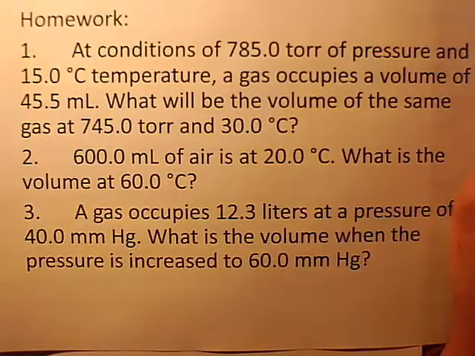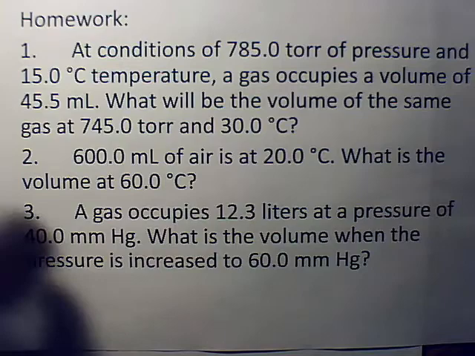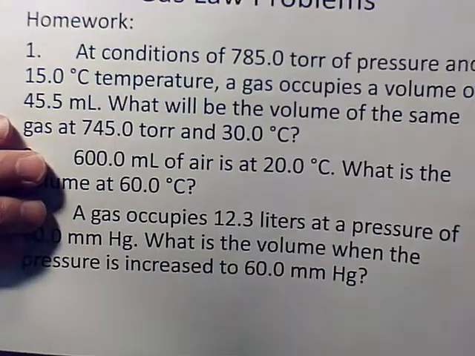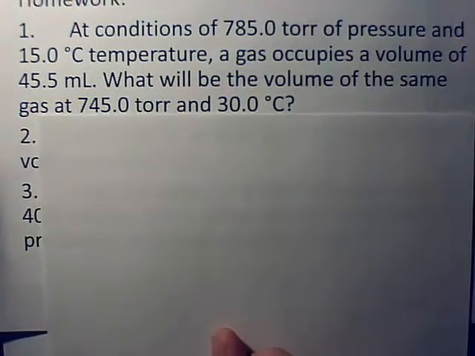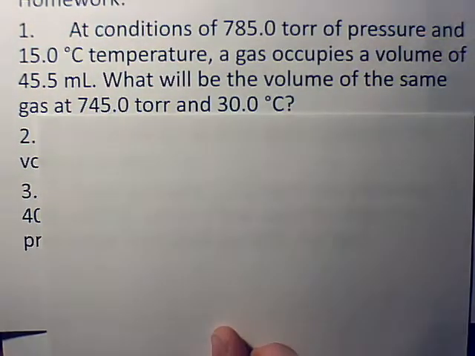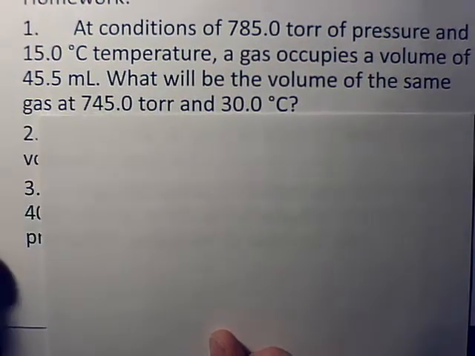The kind of math we're going to use is the math you've been using for years and some of the math that we've used in previous units. All right, let's look at these problems. The first one here says that at conditions of 785 torr pressure and 15 degrees C temperature, a gas occupies a volume of 45.5 milliliters. What will be the volume of the same gas at 745.0 torr and 30 degrees C?